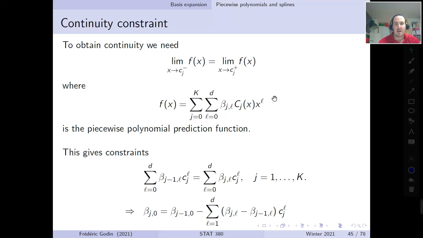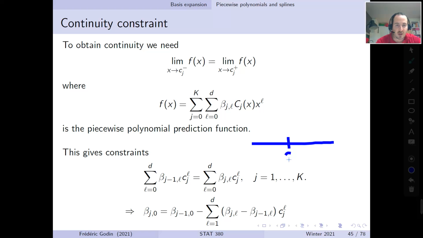So if we see that, then having this and replacing x by the limit here, which is Cj, entails having this set of equations. Okay, so for all knots, so all j from 1 to capital K, where capital K is the total number of knots, this entails having this. Okay, so the sum of b j minus 1 l Cj to the power l must be the same thing, but with coefficients on the right side. Okay, so how to look at that?